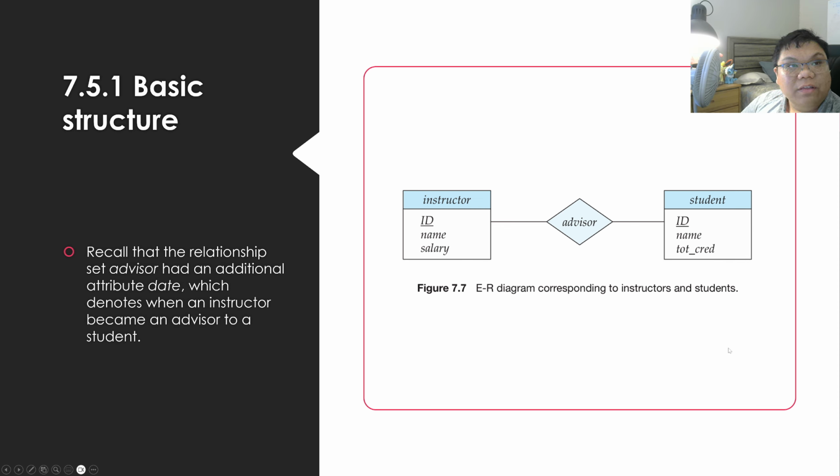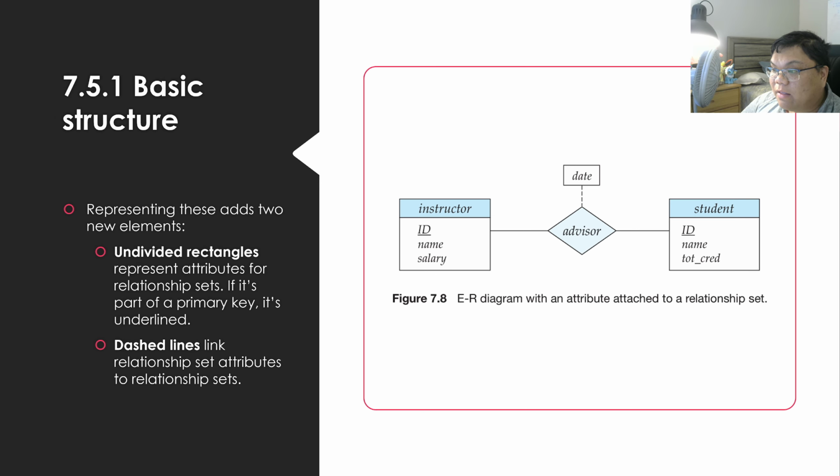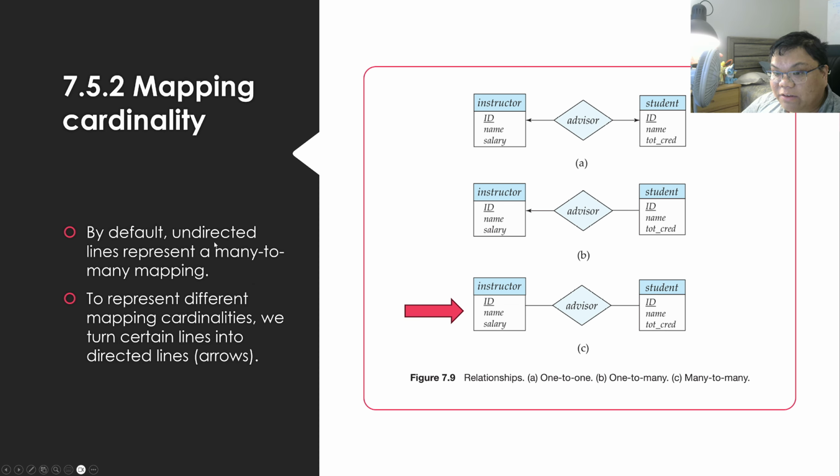If we include the date attribute as part of our advisor relationship set, we have to connect it with a dashed line. Date also goes in an undivided rectangle. That is for attributes for a relationship set. And again, dashed lines link relationship attributes to relationship sets. By default, an undirected line, that is an ordinary line with no arrowheads attached, represents a many-to-many mapping.